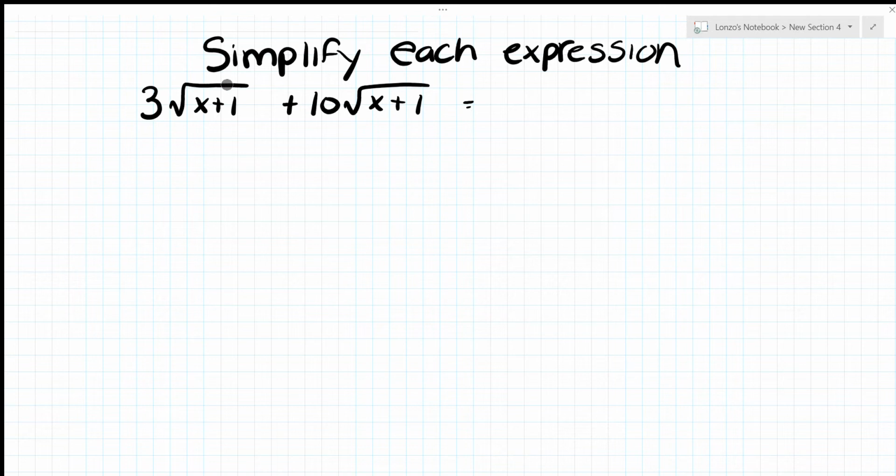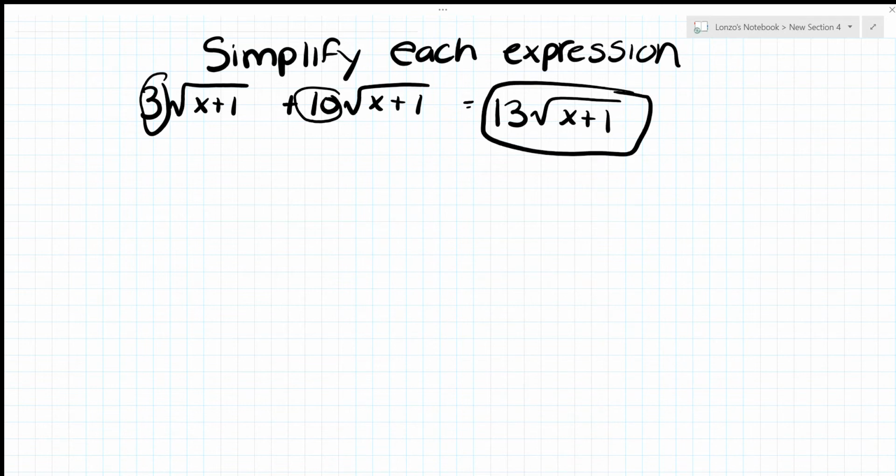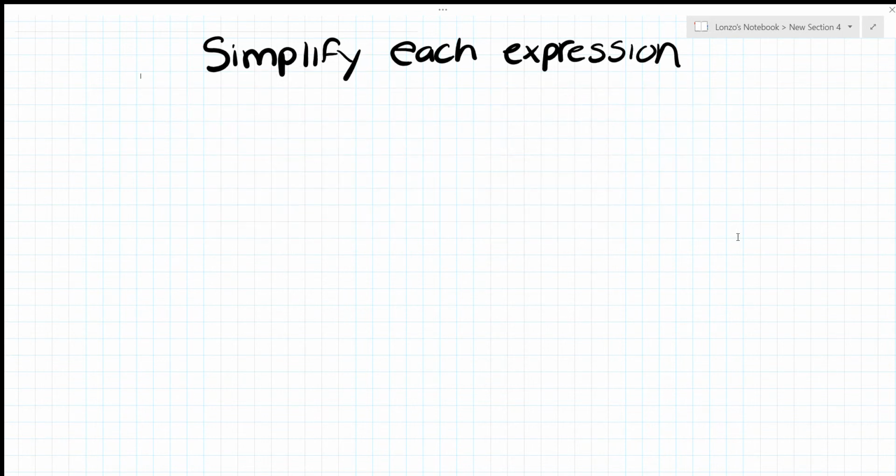Do you see the square root of x plus 1, square root of x plus 1? Since they're the same, we can combine them. So we just combine this term and this term. What's 10 plus 3? 13. And then bring down the radical, which is square root of x plus 1. That one was simple. What about this one? This is our last one.